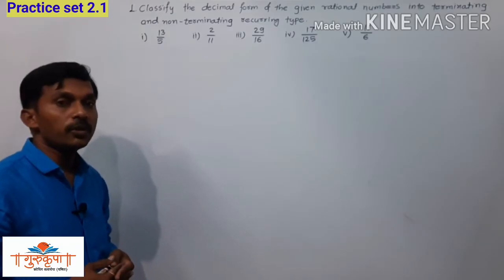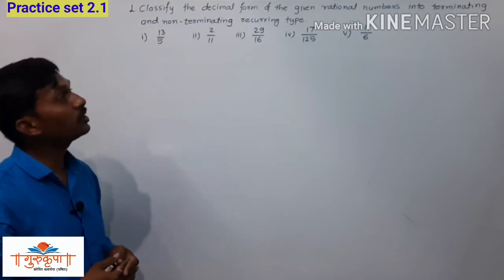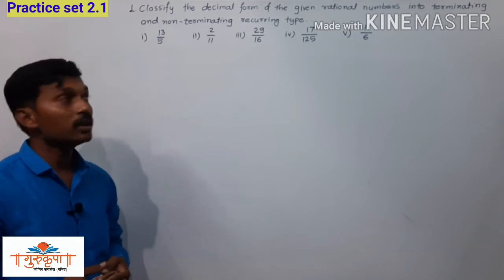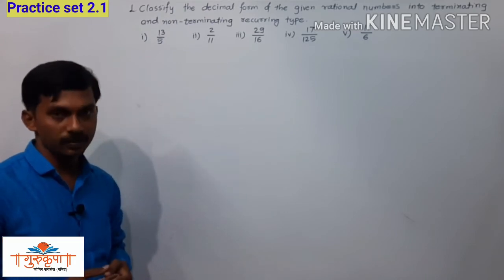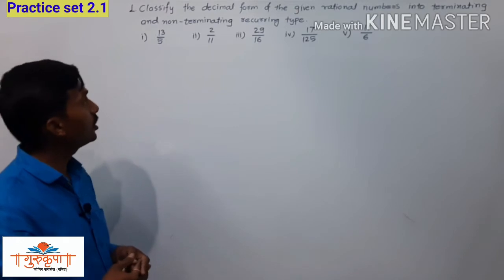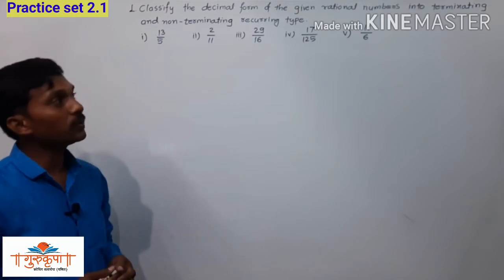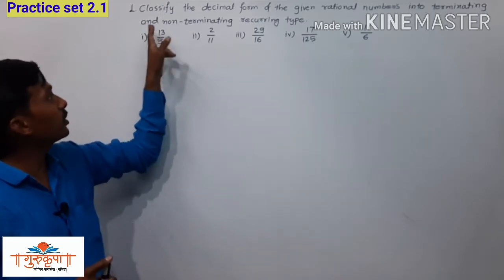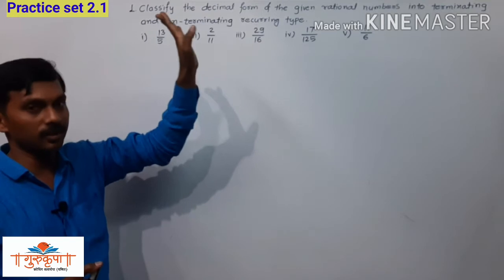Practice set 2.1. First question. Classify the decimal form of the given rational numbers into terminating and non-terminating recurring type. Yesterday we studied the classification of the decimal form is of two types. First one is terminating and second one is non-terminating recurring.